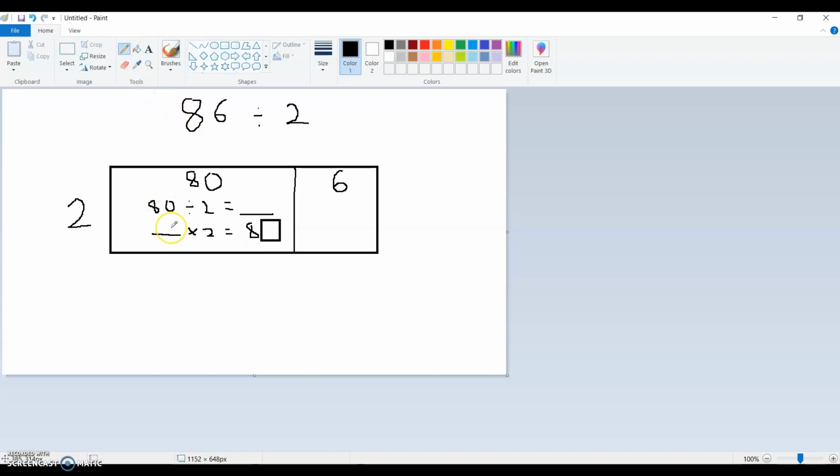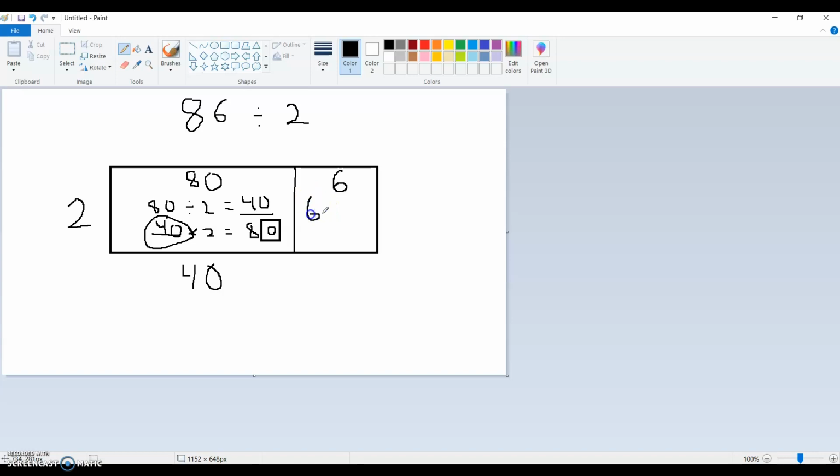If we go to our math facts and we skip count by 2, 2, 4, 6, 8, we know that 4 times 2 equals 8. And now that we found that, all we have to do is add back the 0. In other words, 80 divided by 2 equals 40. We can write it inside the box, and then we can write it underneath. 40 is one of our partial quotients.